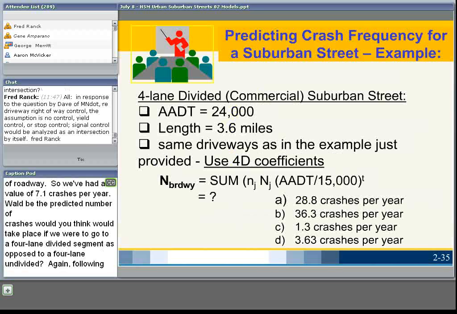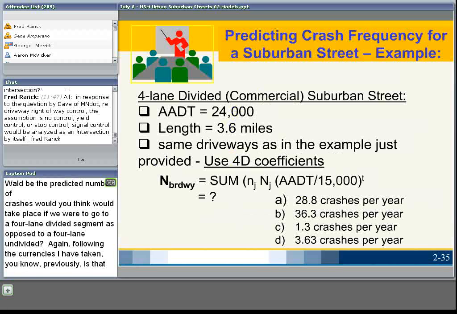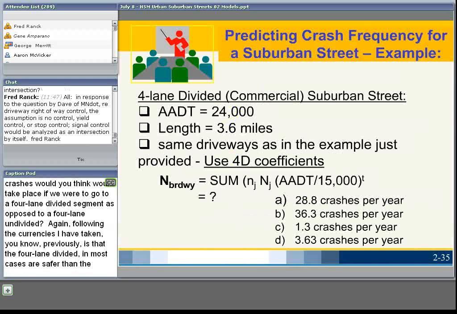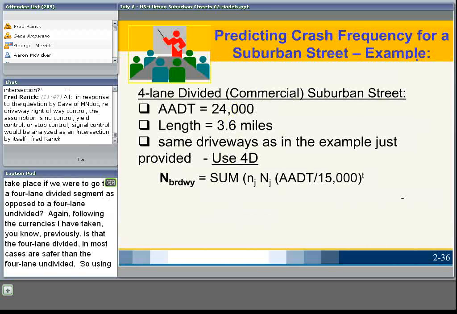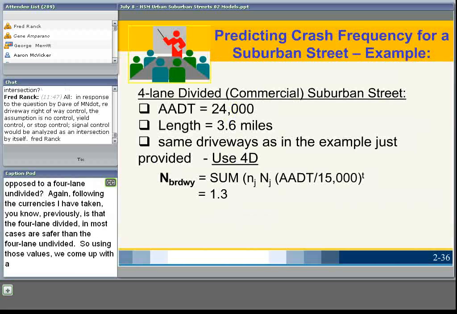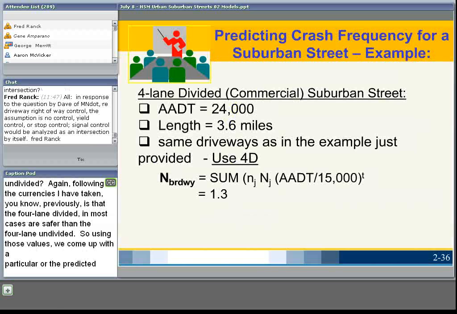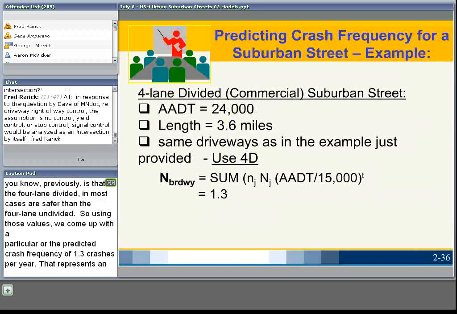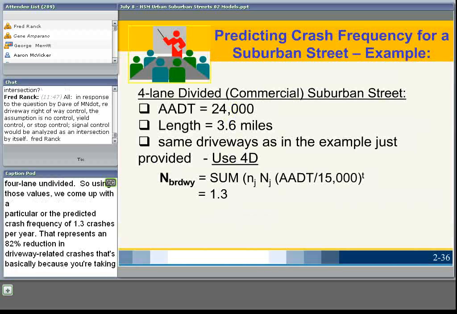Now we're going to do, as a comparison, the same calculation, but we're going to use the 4-lane divided segment and the coefficients for that type of roadway. So we've had a value of 7.1 crashes per year. What would be the predicted number of crashes would you think would take place if we were to go to a 4-lane divided segment as opposed to a 4-lane undivided?